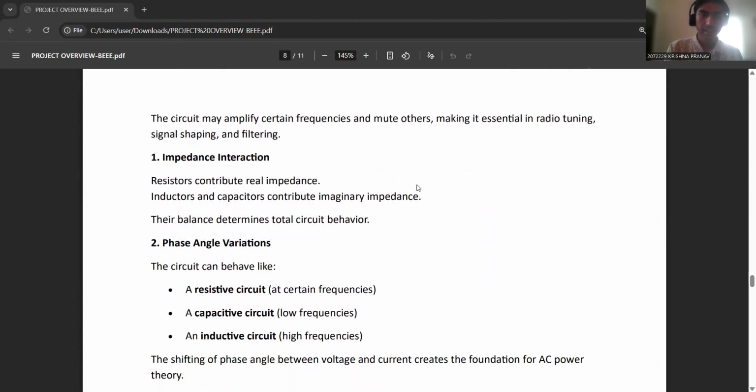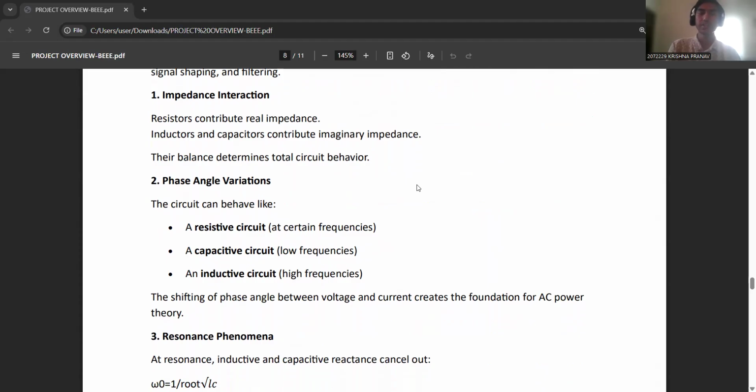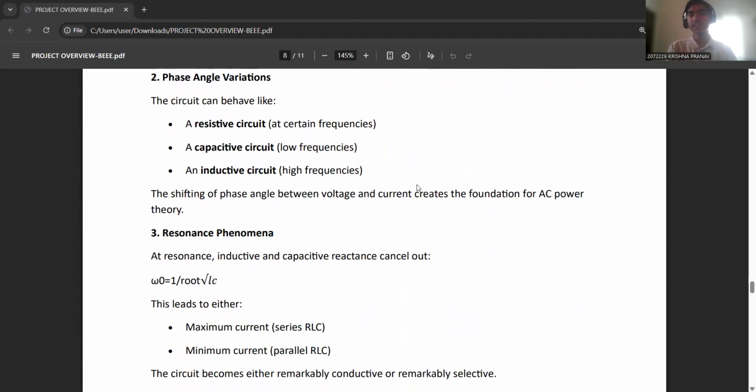Impedance interaction. Resistors contribute real impedance. Inductors and capacitors contribute imaginary impedance. Their balance determines total circuit behavior. Phase angle variation. The circuit can behave like a resistive circuit, a capacitive circuit, or an inductive circuit. The shifting of phase angle between voltage and current creates the foundation for AC power theory.